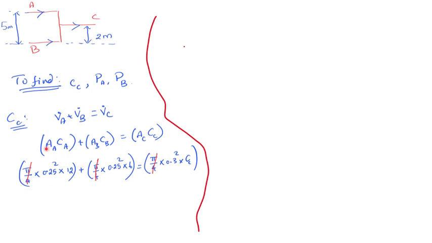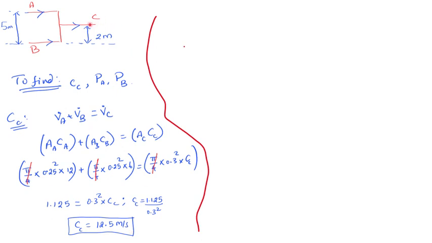I'm expanding this equation and substituting everything that we know. Area A is pi by 4 into the diameter, 0.25 meter, squared, times 12, the velocity, plus similarly pi by 4 d squared times V_B equals this one. Pi by 4 is a common element, so I'm cancelling it out everywhere. By simple rearranging of the equation, we get the velocity at section C. I have found it to be 12.5 meters per second. That is the velocity with which water will come out of section C.